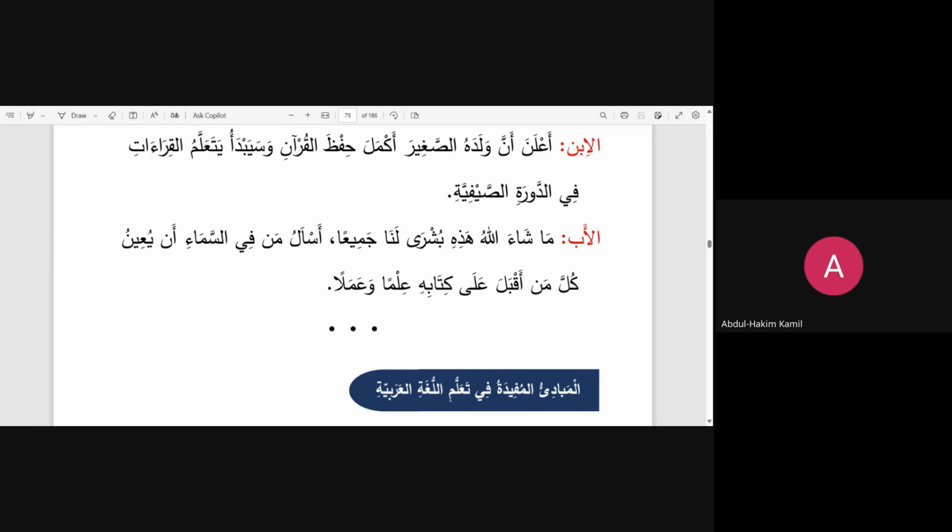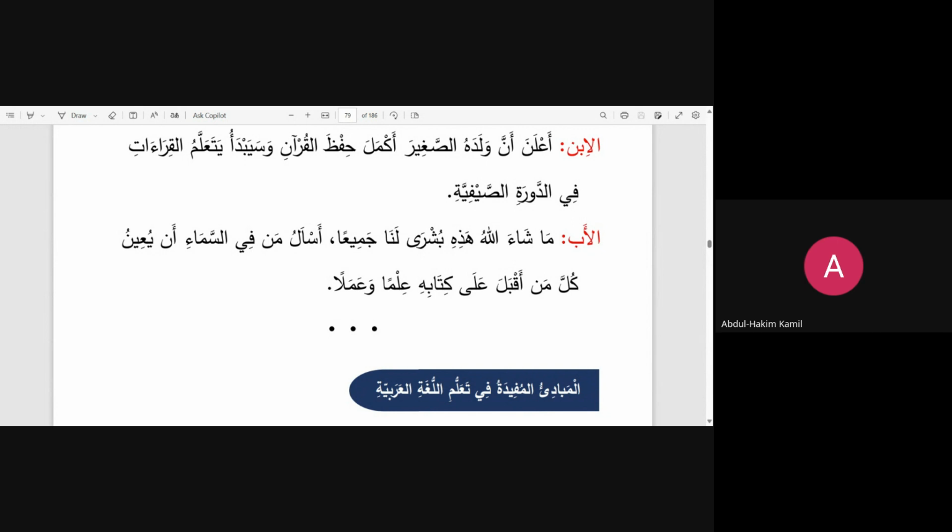Kullu man, kullu ladhi. He helps everyone. Kullu man means everyone. Akbala. What does akbala mean? To advance, embark upon something. Wa ala kitabihi ilman wa amalan. What does that mean? Ask Allah to help everyone who did what? Who studies his book, who embarks upon his book. The word akbala means to embark, to move forward upon something, to advance.